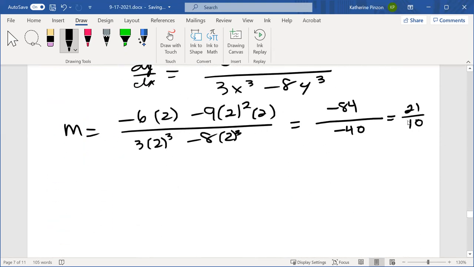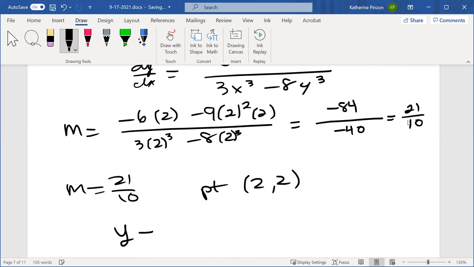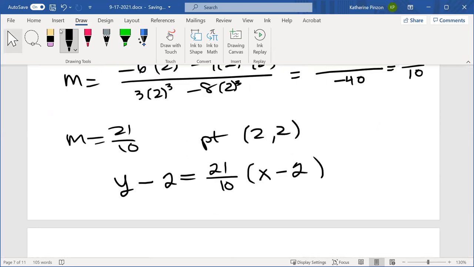Okay, so that's my slope, right? It says for part C, the equation of the line. So my slope is 21 over 10, and my point is (2, 2). The equation of the line is going to look like y minus 2 is m, 21 over 10, times x minus 2. Distribute your 21 over 10 and then add 2. So y is 21 over 10 x minus 42 over 10 plus 2, which is plus 20 over 10. So minus 22 over 10.